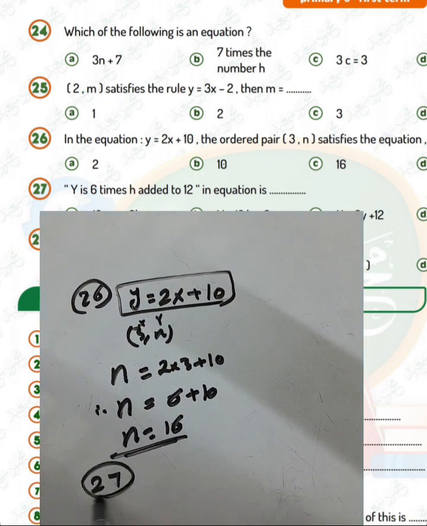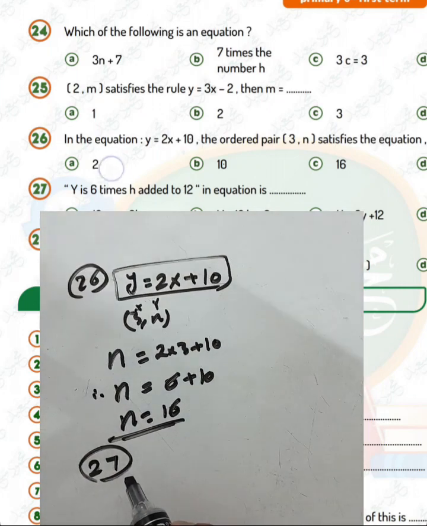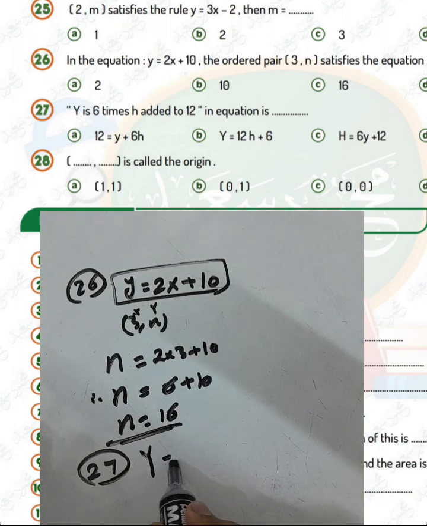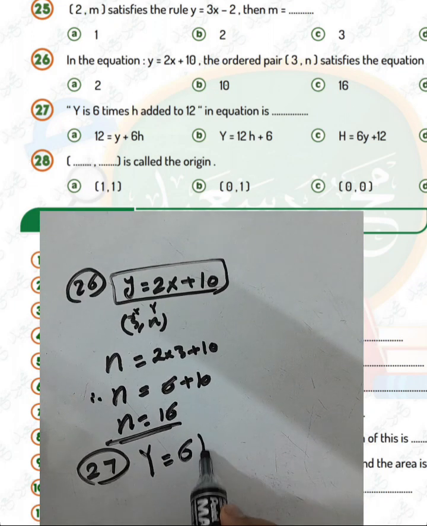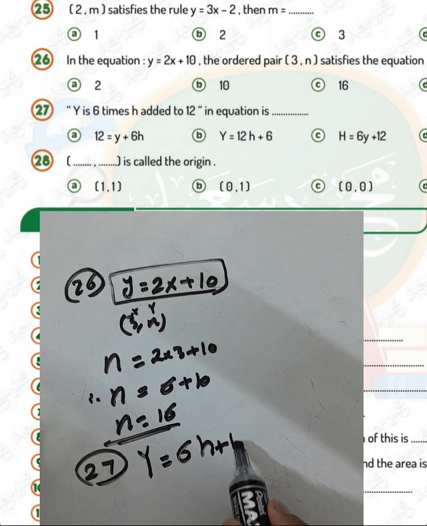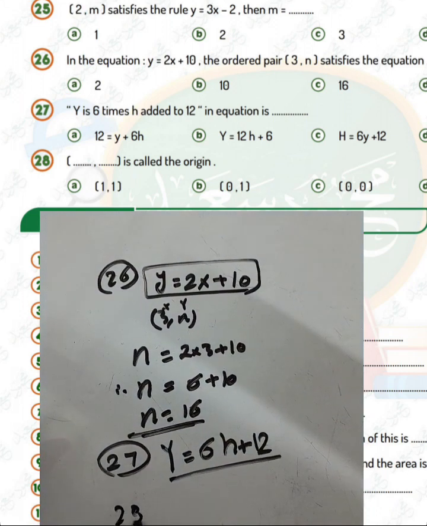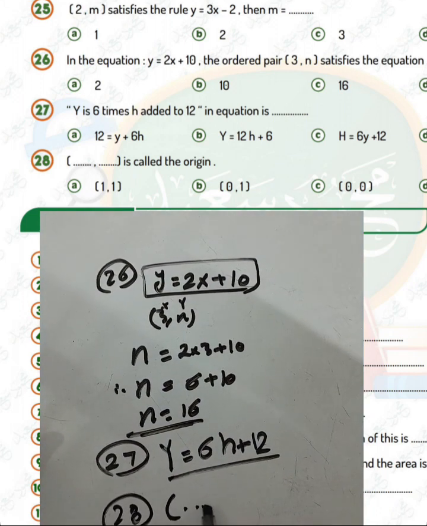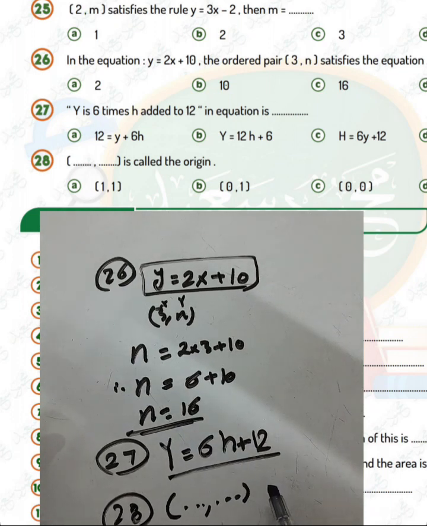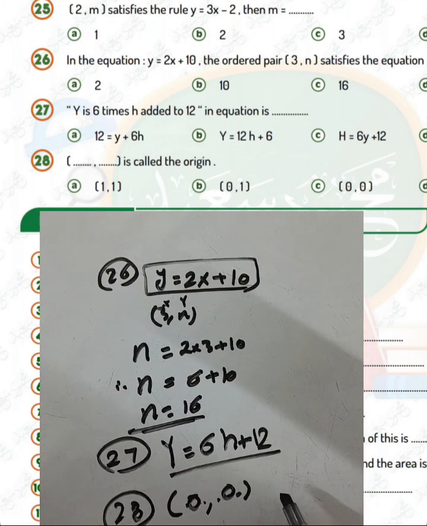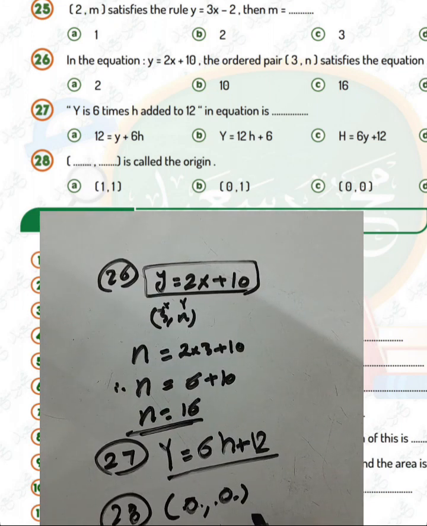Question 27. In the equation, y is 6 times h plus 12. Y equals 6h plus 12. Question 28. We have an ordered pair here, it's called the origin, 0 and 0. We call the origin point here 0 and 0. Okay, it was question 28.